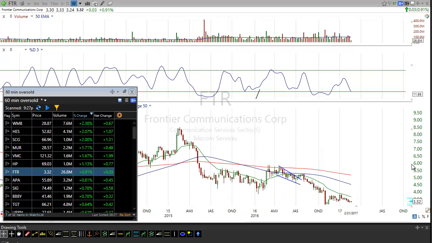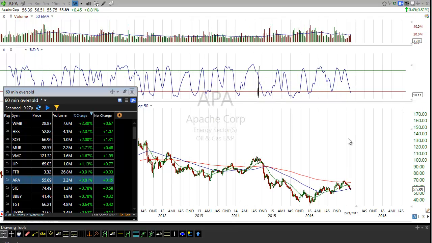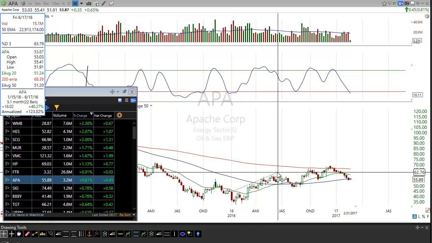The HP, you know, oil and gas type of stocks. FTRs, Frontier Communication, not interested. Apache, another oil and gas stock. You can see that nice rotation on the weekly. That looks very nice. The bigger picture doesn't look great, but the weekly, as we saw back here, had a nice pop off of it, and even back here we eventually rotated back up.